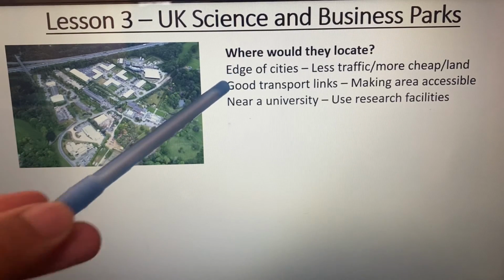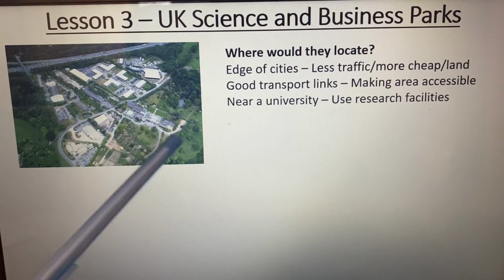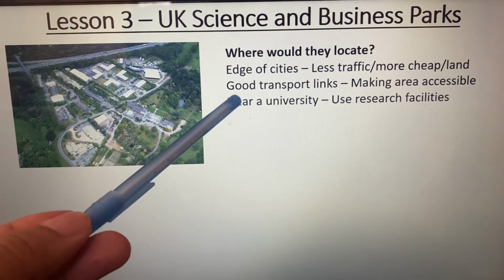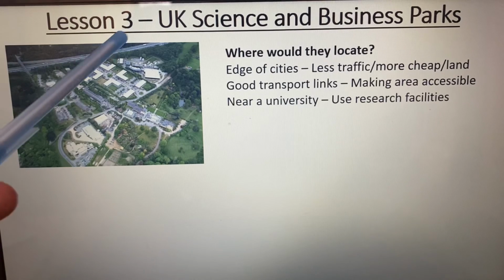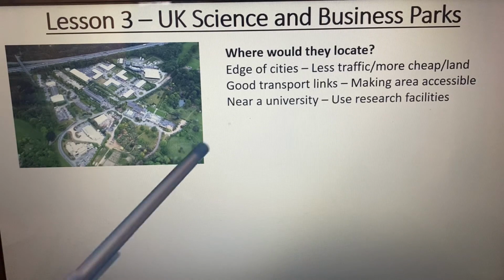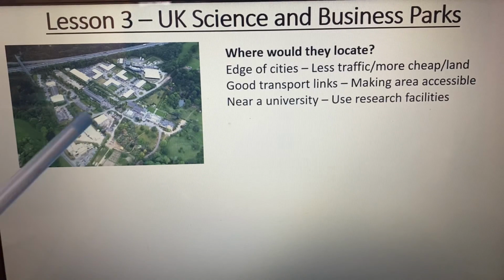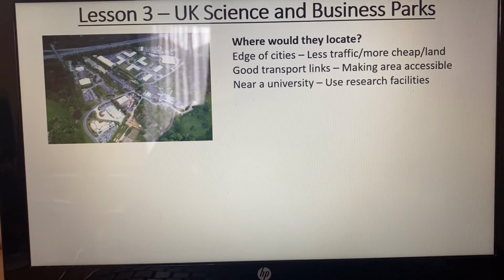Edge of cities, because there's less traffic, it's cheaper, there's more land. You definitely look for good transport links such as motorways and train stations, and it's near a university where they can use their research facilities, and the graduates may also want to get a job there. So let's wrap this lesson up very quickly.